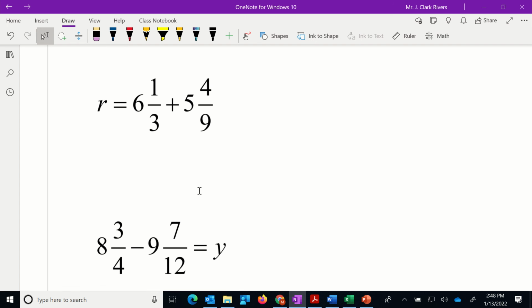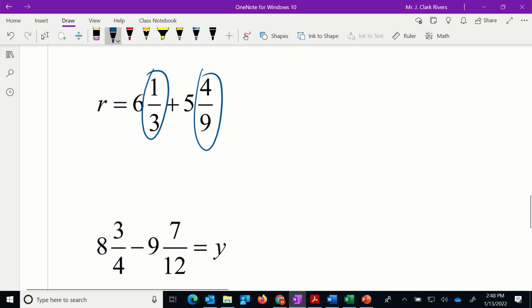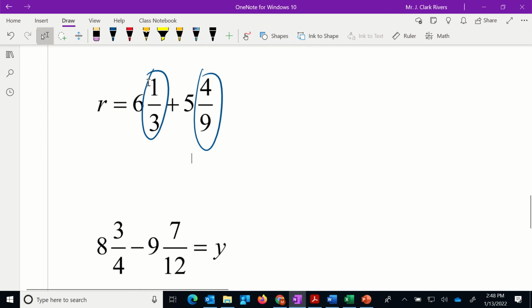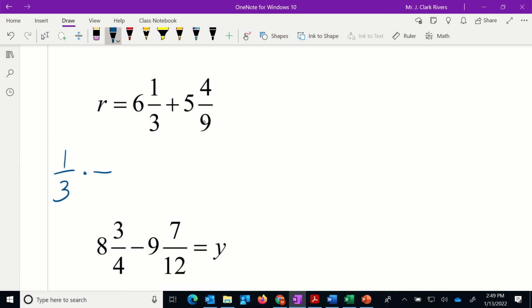The other option would be to just convert this and this so that they have the same denominator, right? So what's the common denominator between 3 and 9? It's 9, right? So let's convert 1/3 so it has a denominator of 9. So take a moment now and do that on your own.